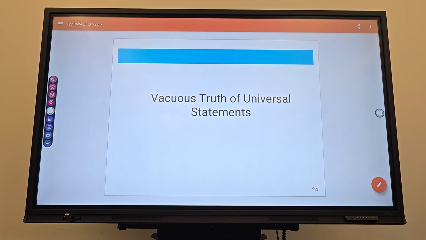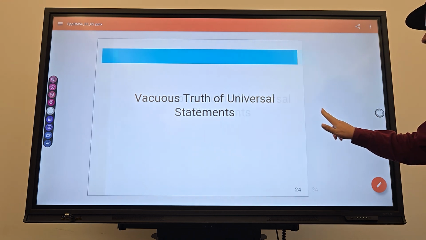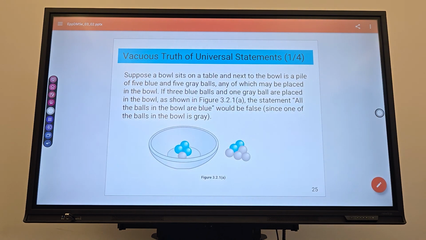Vacuous truth of universal statements. Best demonstrated with an example. Suppose a bowl sits on a table and next to the bowl is a pile of 5 blue and 5 gray balls, any of which may be placed in the bowl. The 3 blue balls and 1 gray ball are placed in the bowl as shown in the figure. The statement all balls in the bowl are blue would be false since one of the balls in the bowl is gray.